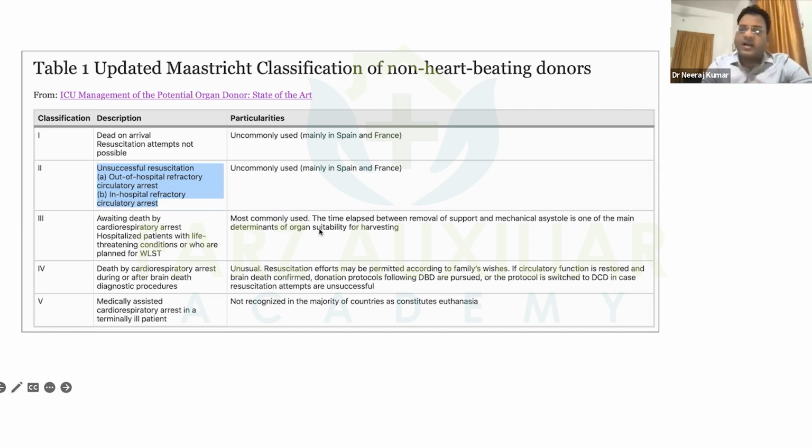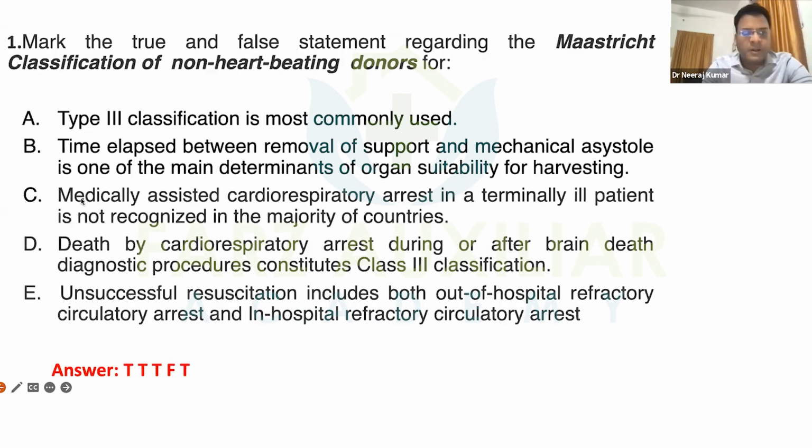So that's why I asked this question. It is most commonly used, and the time elapsed between the removal of support, like inotropic support or any mechanical assist device support, and mechanical asystole is the main determinant of organ suitability for harvesting. So this was option B, in which I gave the time elapsed between the removal. And the third one was medically assisted care. Why is this statement true?